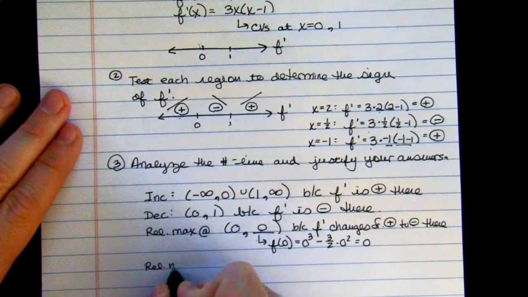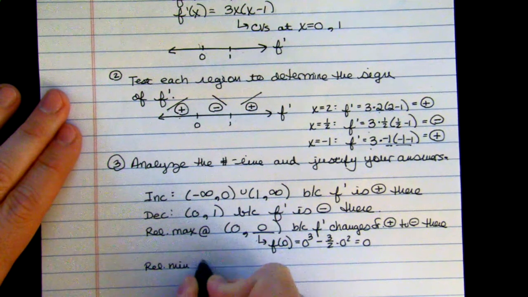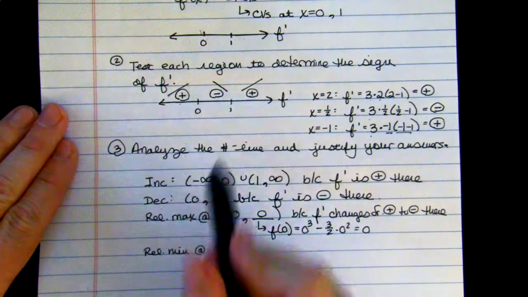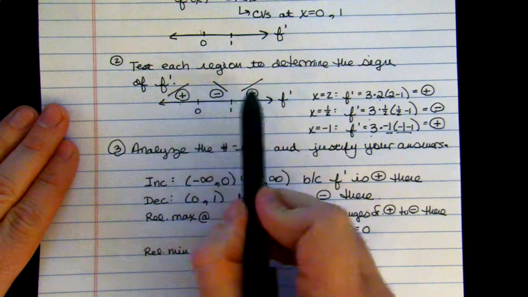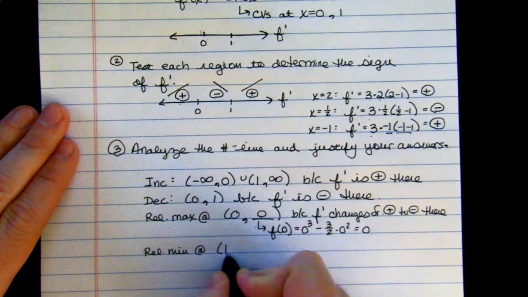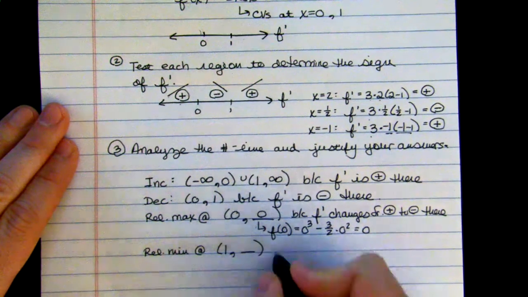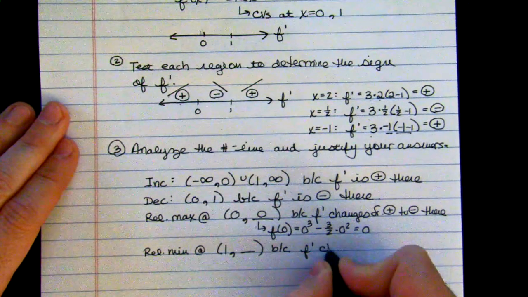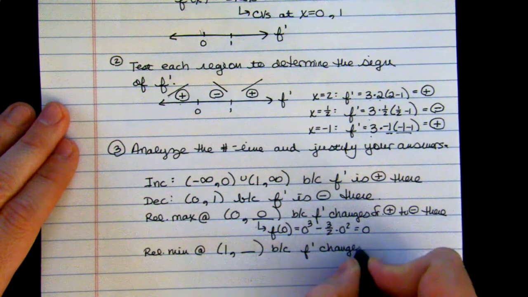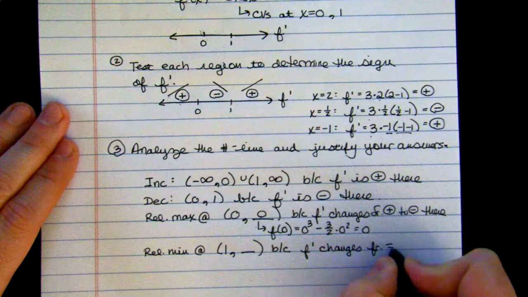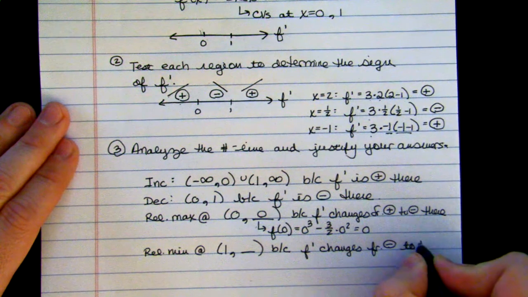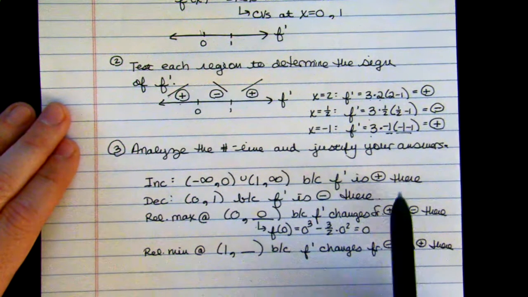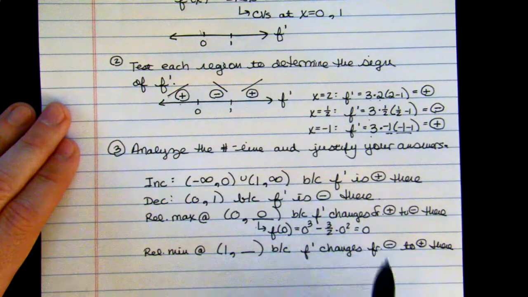There's a relative minimum at, well, I need my f prime to change from negative to positive, f to be changing from decreasing to increasing. That's happening at x equals 1, comma something. Why? Because f prime changes from negative to positive there. And these are the justifications you will always need to use for increasing, decreasing, relative max, relative min.